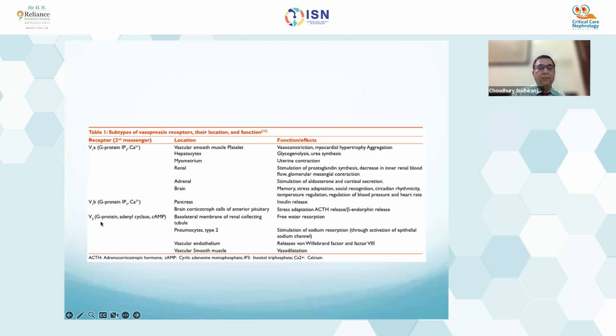V2 receptors are present most of the time in the basolateral membrane of the renal cortical tubules, and some in the vascular endothelium. So selectively targeting the V2 receptors will cause more free water excretion.